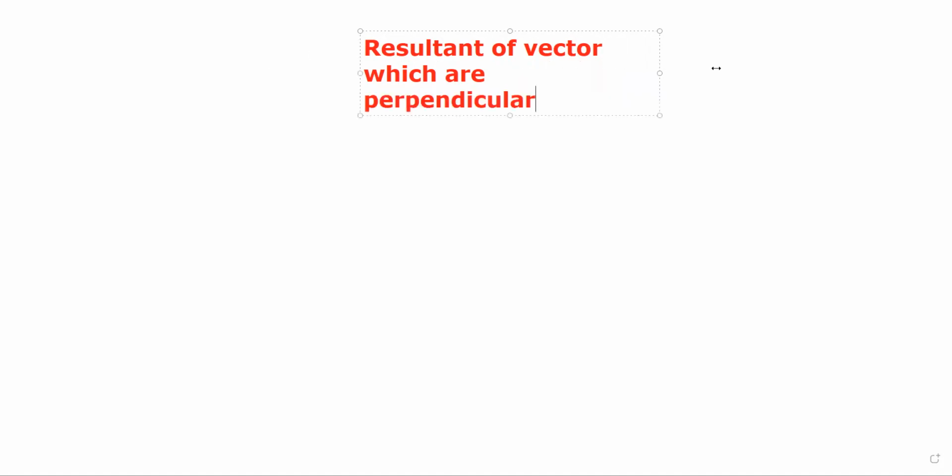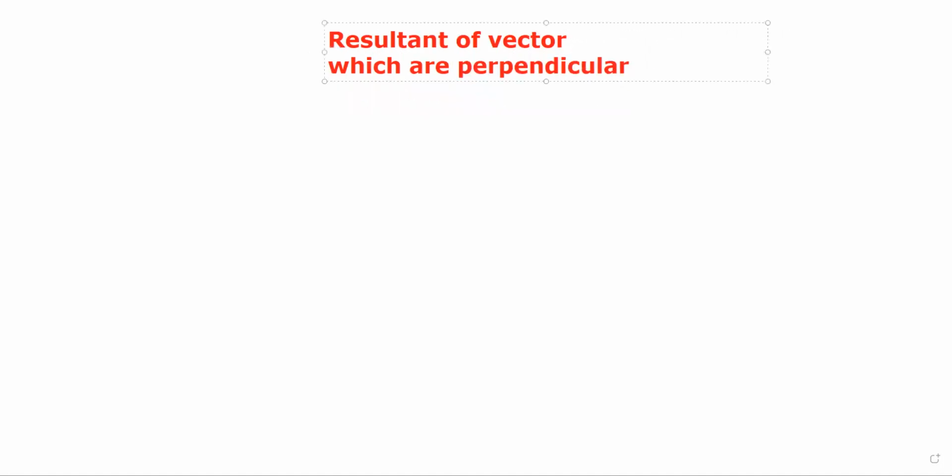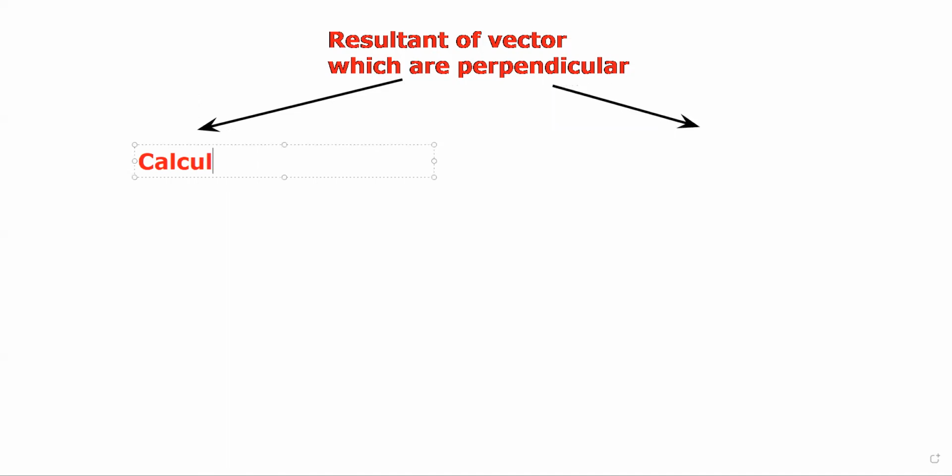If two or more vectors are there and they are perpendicular to each other, there are two ways to get the resultant. One is known as the calculation method that we discussed in the last session, but I will revise that again today. And the second method is known as the graphical method.